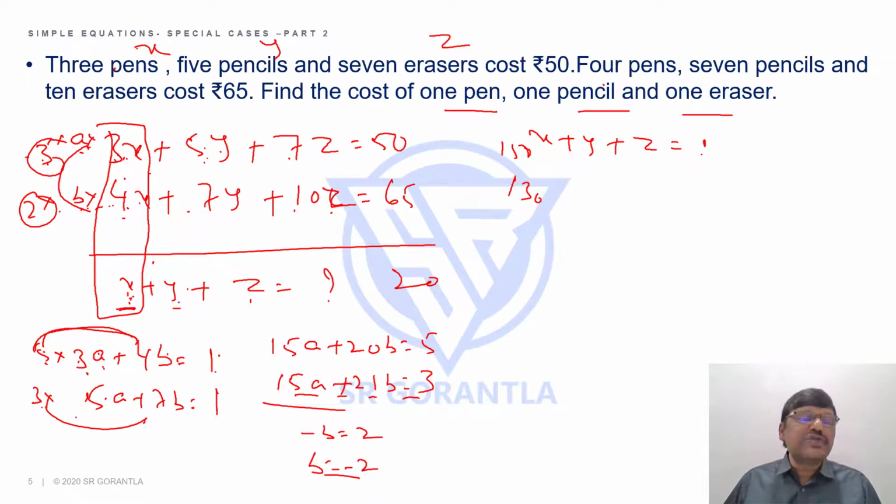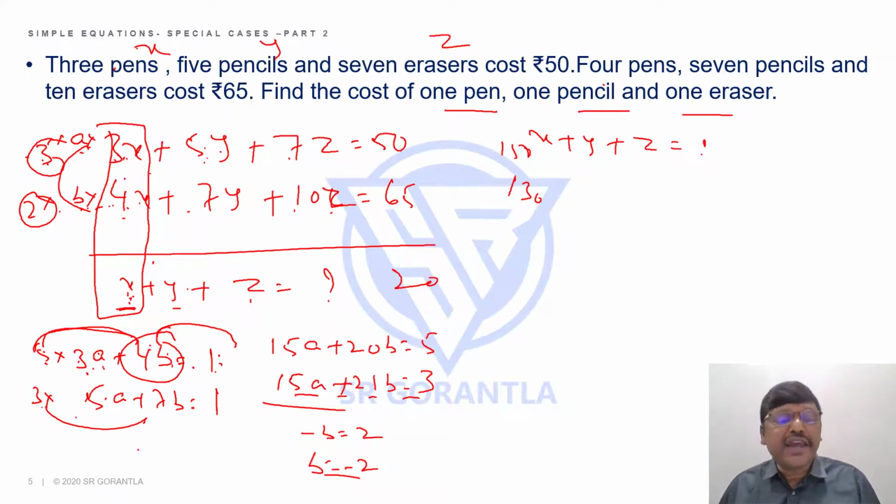Once b is minus 2, students, if I substitute, 4 into minus 2 is minus 8. Minus 8 comes to this side, plus 8. 1 plus 8 is 9. 3a is 9 means a is 3. Can I get it or not? Yes. That's how you can get an idea.